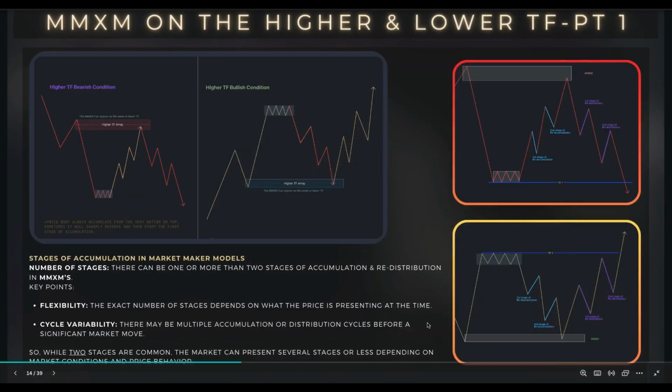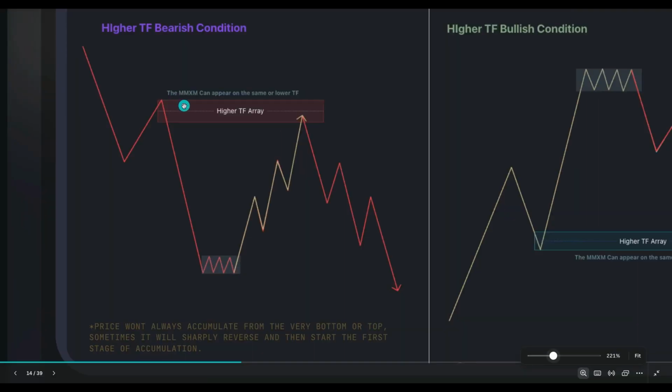Now let's talk about market maker models on the higher and lower time frame. So this is part 1. So here you have your higher time frame bearish condition, and then you'll have your higher time frame bullish condition. So this is for the market maker sell model, and this is for the market maker buy model. The market maker model can appear on the same or lower time frame.